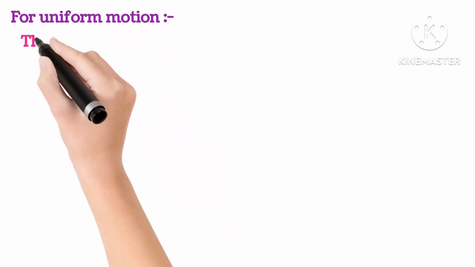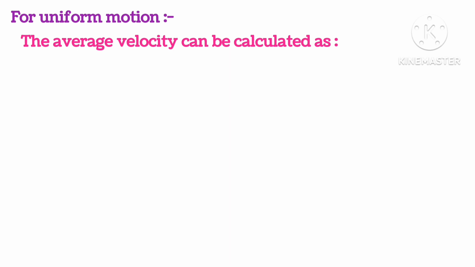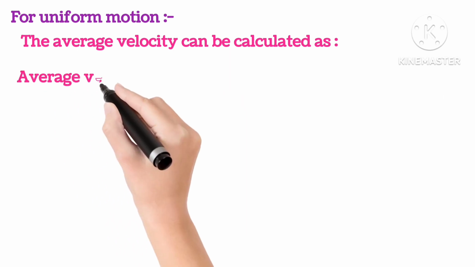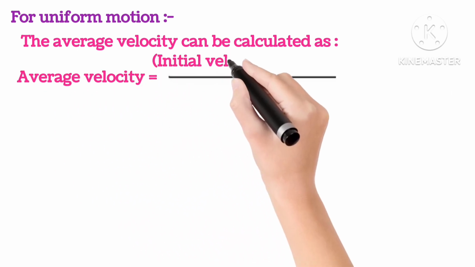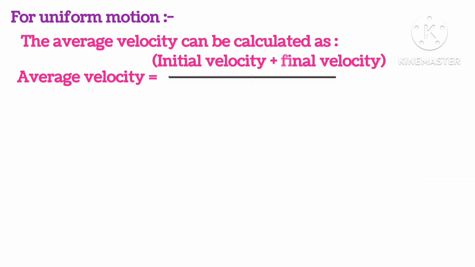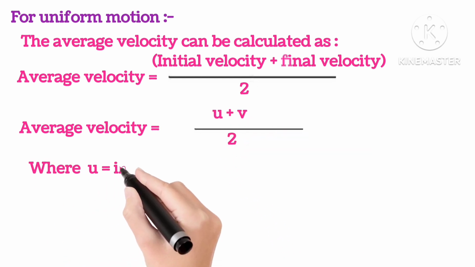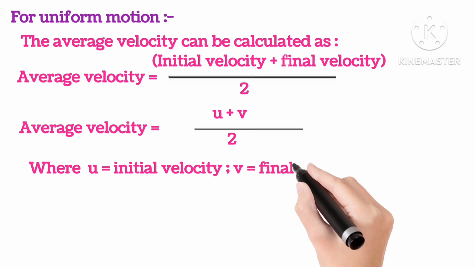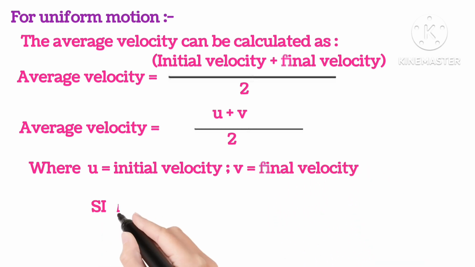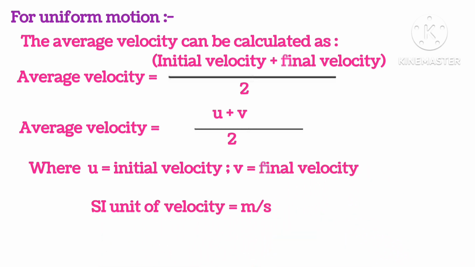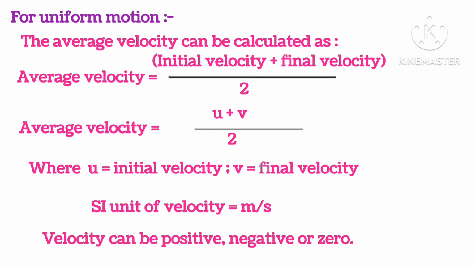So for uniform motion, the average velocity can be calculated as average velocity is equal to initial velocity plus final velocity upon 2. So we can write average velocity is equal to u plus v upon 2, where u is the initial and v is the final velocity. SI unit of velocity is also meter per second. Velocity can be positive, negative or 0.